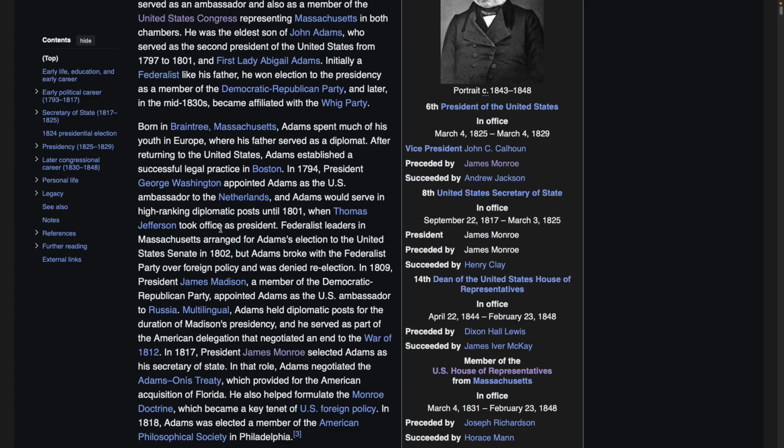Federalist leaders in Massachusetts. Just a little side note, it's cool how he served his time in Europe before he became president. I feel like I've read this before on a previous president. I can't remember which one. I don't know if that still happens with presidents. When was the last president who served as an ambassador to a European nation or something like that?